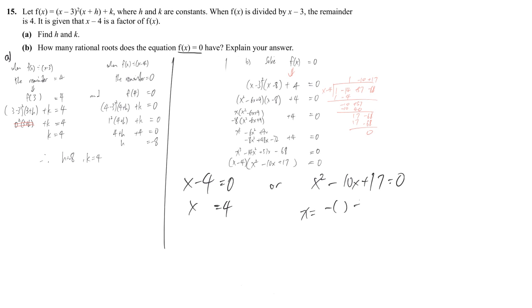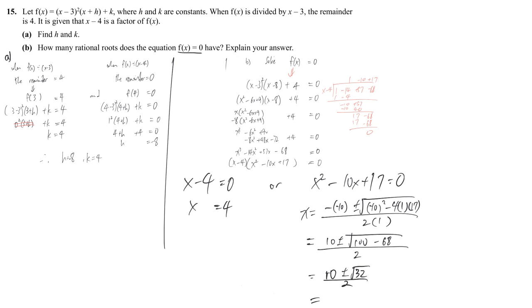x is equal to negative b, plus or minus the square root of b squared minus 4ac, divided by 2a. You must memorize it. And then b is negative 10, a is 1, c is 17. Plus or minus square root of 32, over 2. This is strong enough to prove it's irrational, or you may simplify it, but it's totally not necessary. So 2 square root 2 here. Therefore these two roots are irrational, and this root is rational. So your conclusion is only one rational root in this situation.